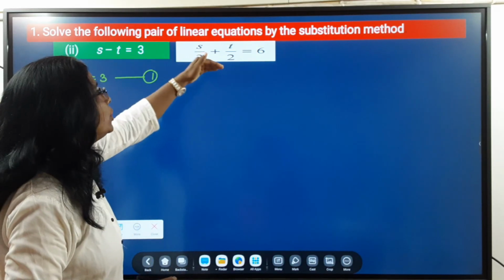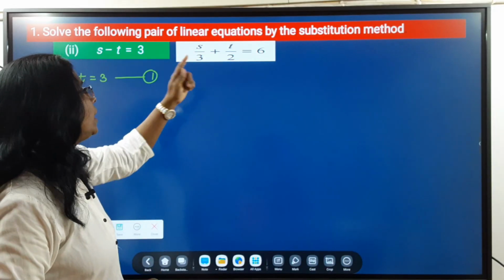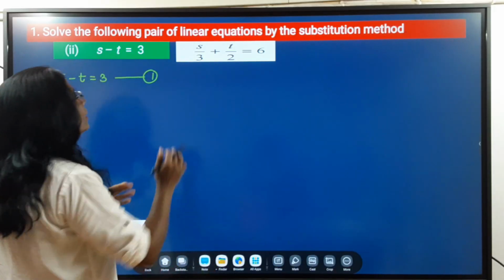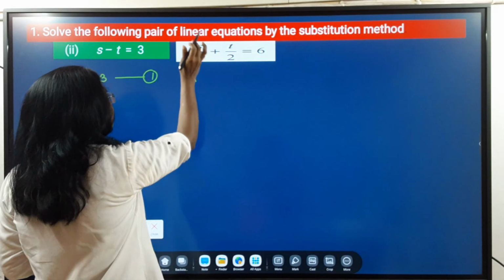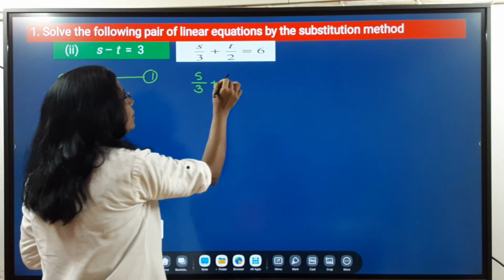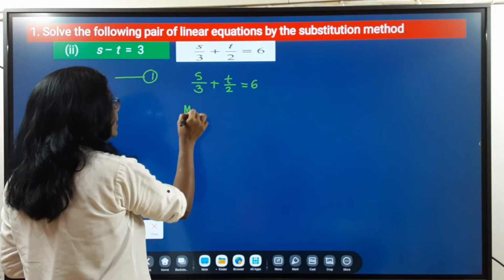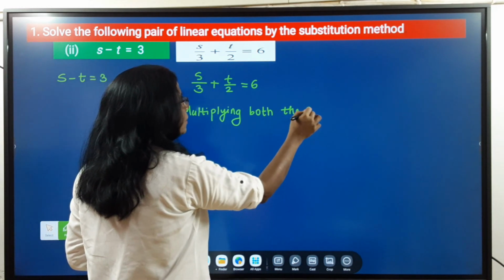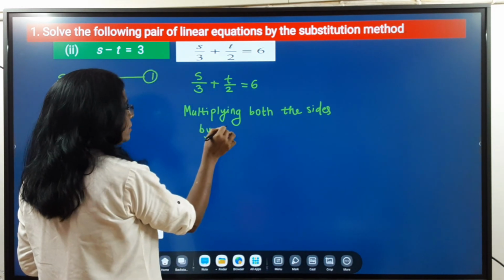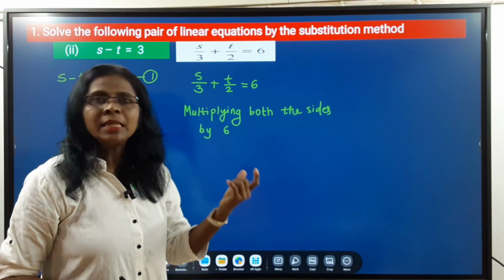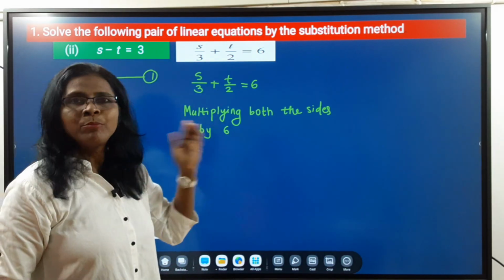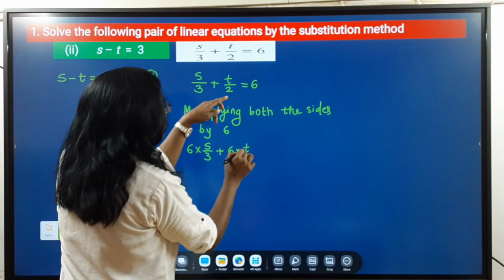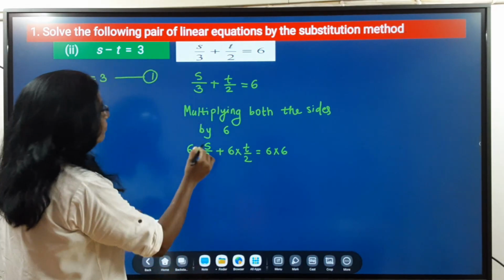But here, students, there is a denominator, and in the denominator place is 3 and 2. So now here I simplify this equation by multiplying. First I write down s upon 3 plus t upon 2 is equal to 6. So now further I write, multiplying both the sides by 6. Okay, because the LCM of 3 and 2 is 6. So I multiply both the sides by 6. So here 6 multiply s upon 3 plus 6 multiply t upon 2 is equal to 6 multiply 6. Then here further simplify, students.